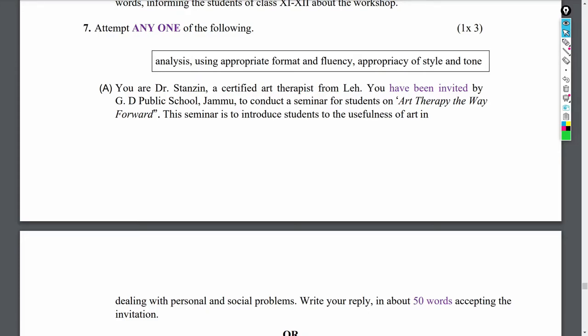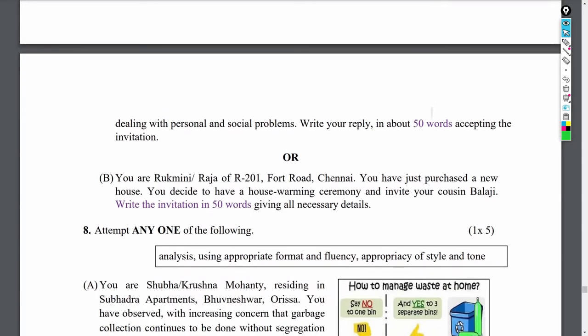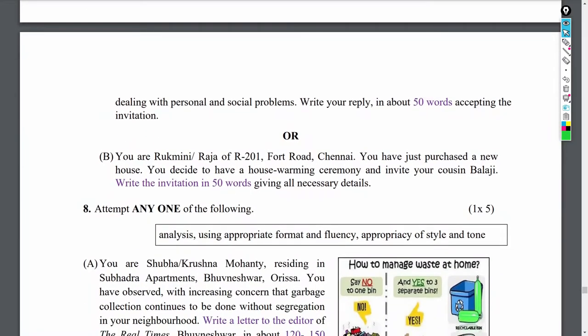You are Dr. Stanjin, a certified art therapist from Leh. You have been invited by the GD Public School Jammu to conduct a seminar for students on art therapy. The way forward, this seminar is to introduce students to the usefulness of art in dealing with personal and social problems. Write your reply in about 50 words accepting the invitation.